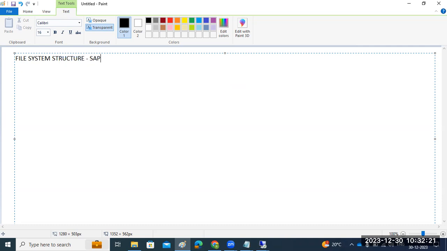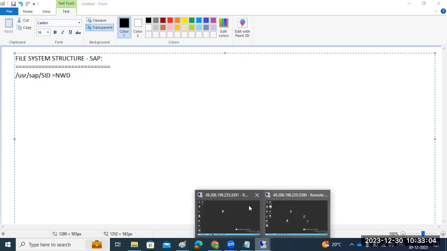So whenever we do the SAP installation at the operating system level, we will get some folders and some files. Those are very important for troubleshooting issues. Whenever you do the installation, by default you will get /usr/sap/SID. Suppose you have installed with SID NWD, then NWD. If you install SAP ECD, then ECD. Like that, one SID will be created here.